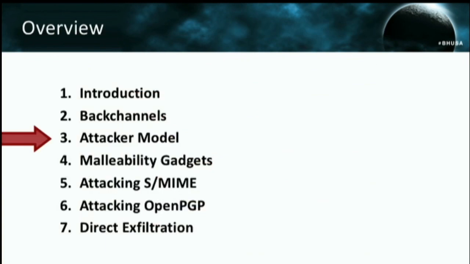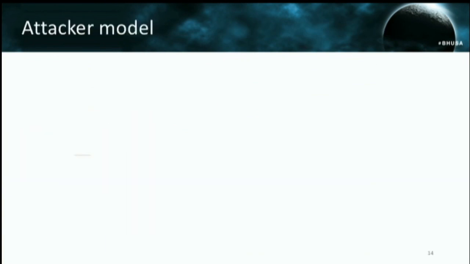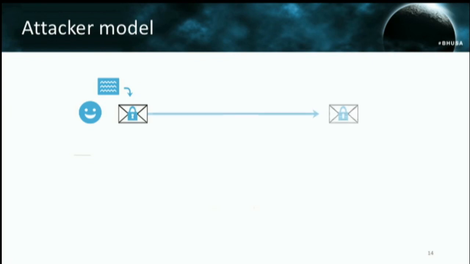Okay, so now let me come to the attacker model. So what is the attacker model for PGP and S/MIME? It's basically the attacker model of end-to-end encryption. So assume Alice wants to send an email to Bob. So Alice encrypts that message with Bob's public key, probably also with her own public key, because she wants to be able to decrypt that email later, right? Okay, that encrypted message is now sent to Bob, who is able to decrypt it.